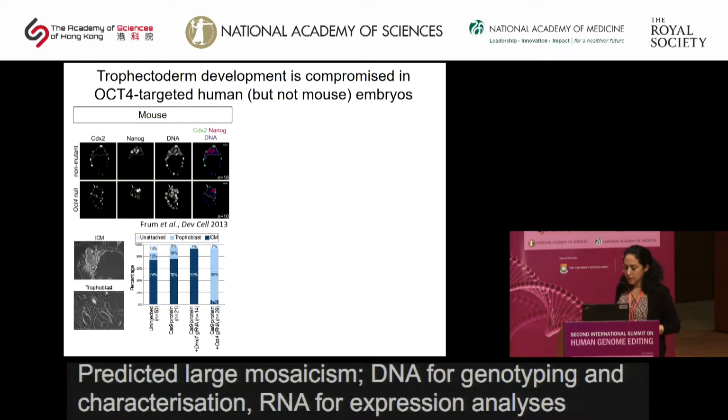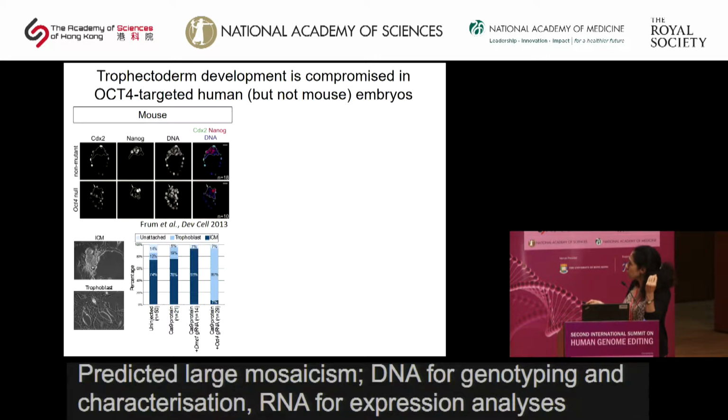So in the mouse, OCT4 null mutant mouse embryos retain the expression of placental progenitor markers. And indeed, these placental markers are also ectopically expressed in these embryos, suggesting that OCT4 functions as a negative regulator of the placental program in the mouse.